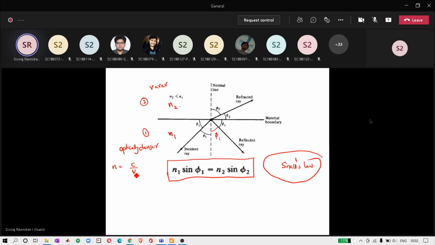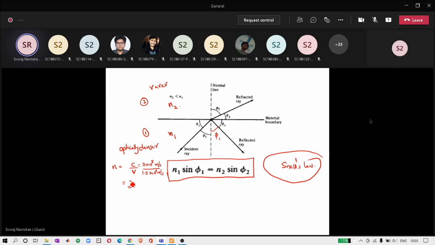So this value is C by V, where C is 3 into 10 raised to 8 meter per second, divided by the velocity of light in the particular medium. Let's say if it is glass or silicon dioxide, usually the velocity of light is of the order of 1.5 into 10 raised to 8 meter per second. So the refractive index turns out to be 2.